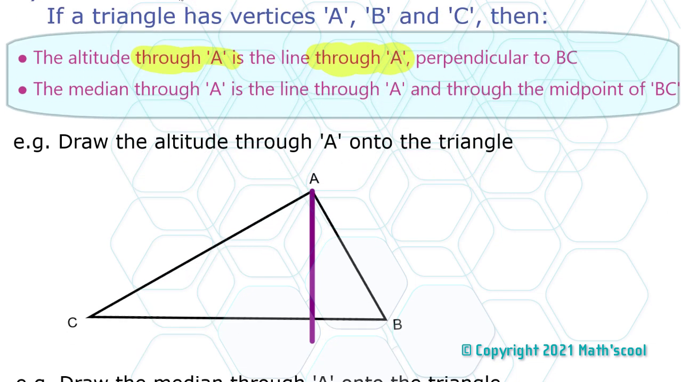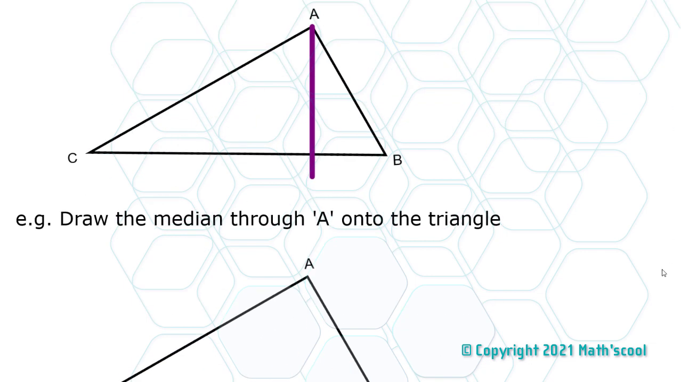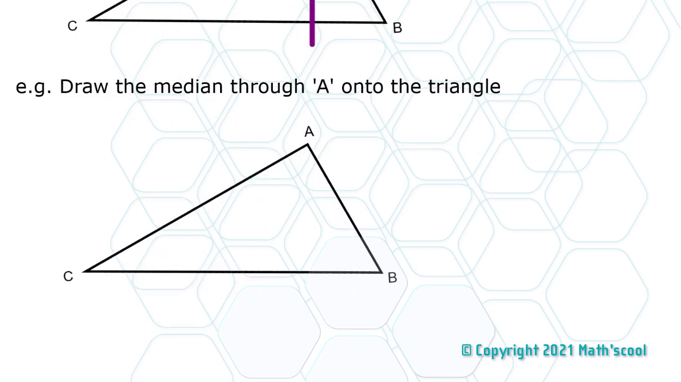The median through A is going to go through A again, but it's going to go through the midpoint of the opposite side. So the median through A is going to go through A, and then it's going to go through the middle of this side. So that's going to come through the middle here, M. Okay, so that's what we mean by a median. Now, these are going to be useful to us.